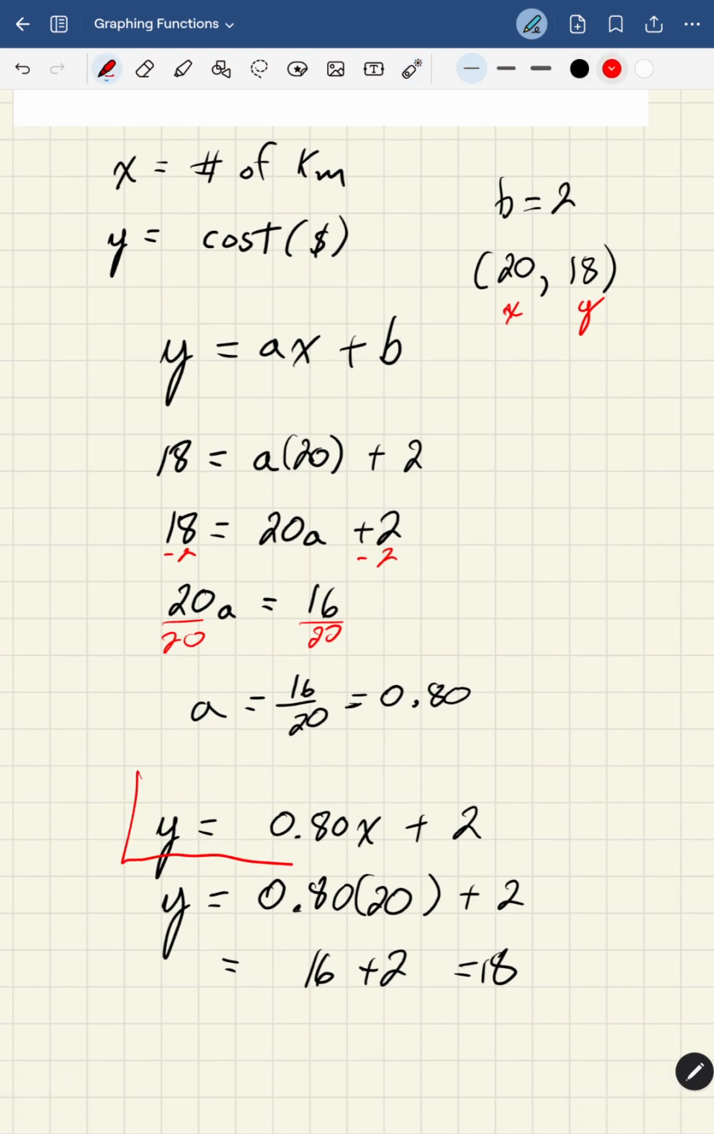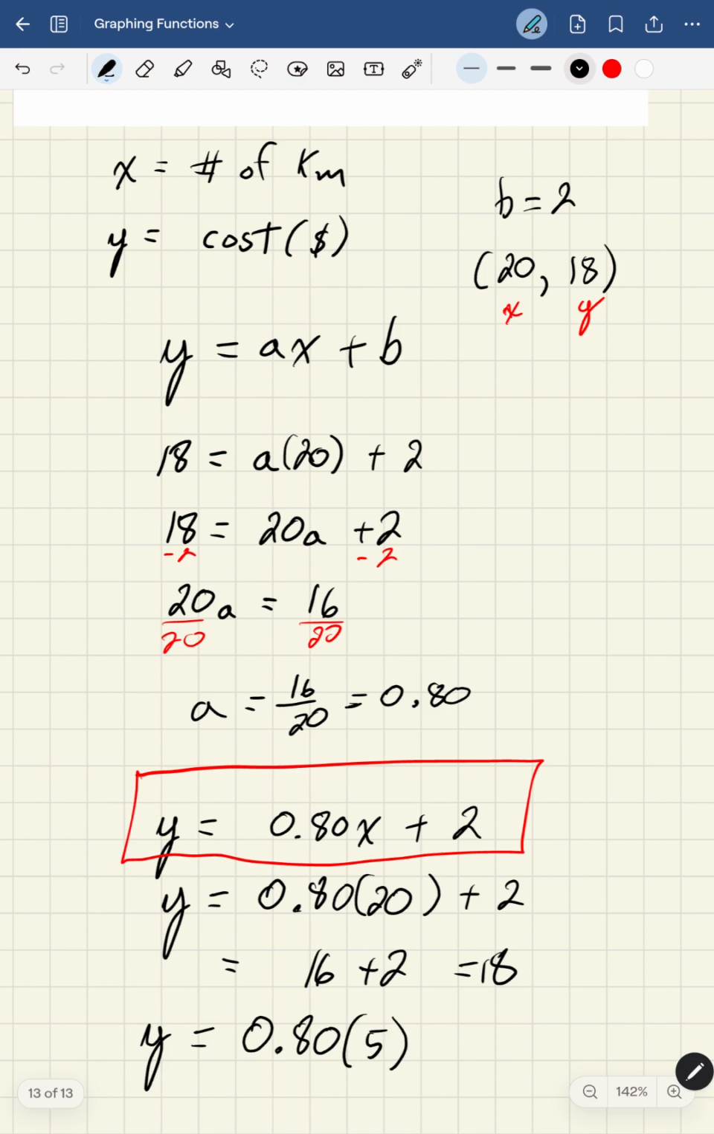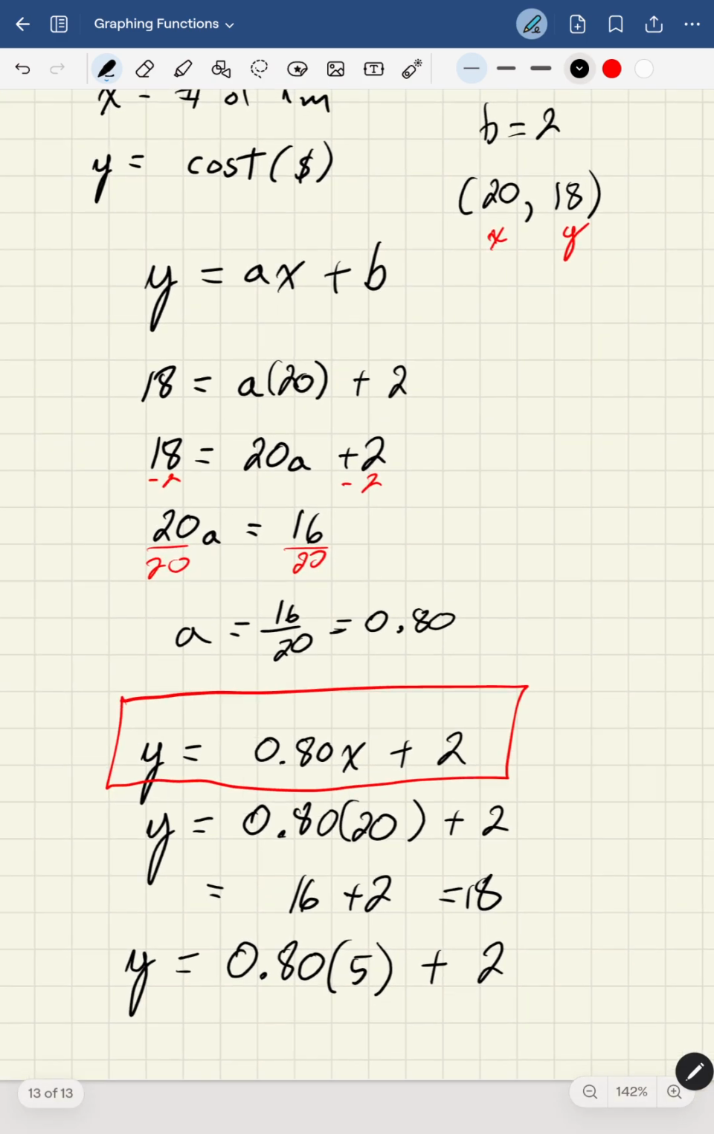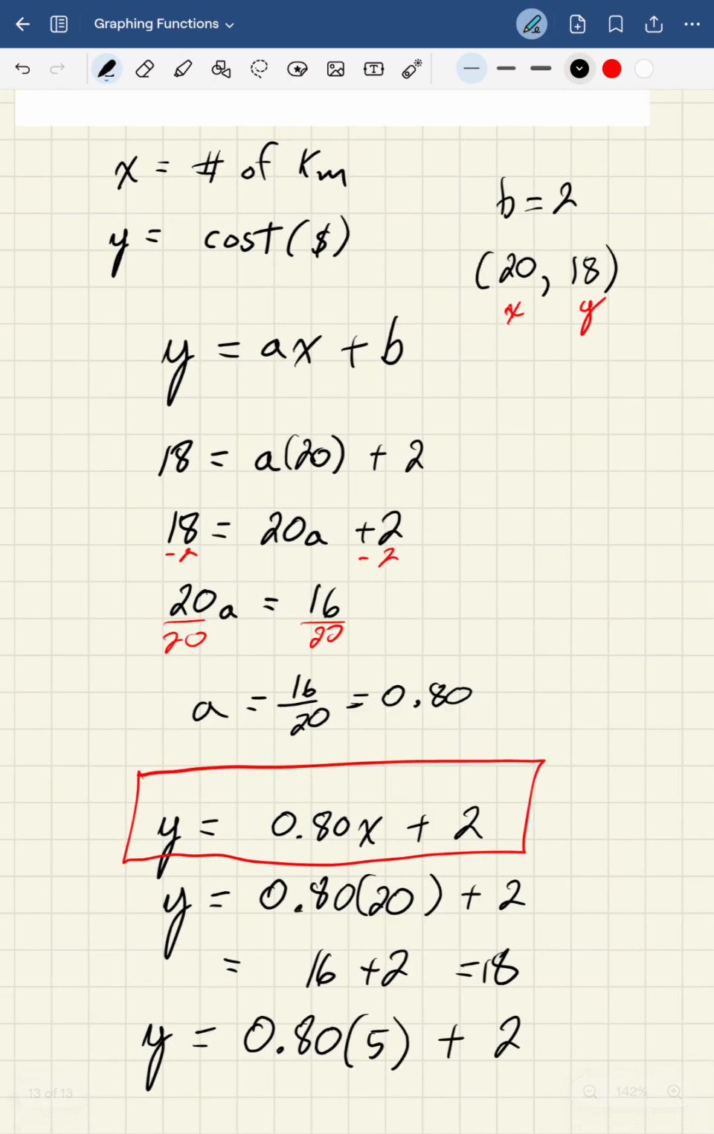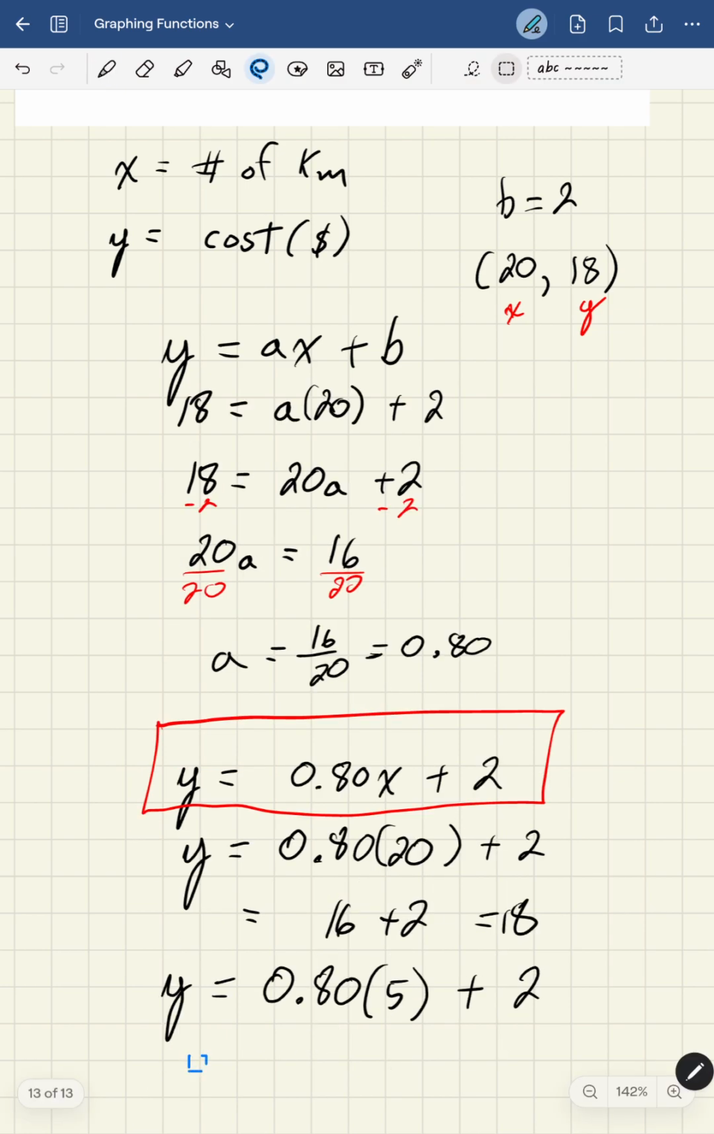This rule works. And now we can use it to find out how much it will cost for 5 kilometers. So now I just replace the x with 5. So y equals 80 cents for 5 kilometers plus 2. So what's that going to be? y equals 0.8 times 5, that's 4, plus 2, $6. So that means that a 5 kilometer ride will cost $6.